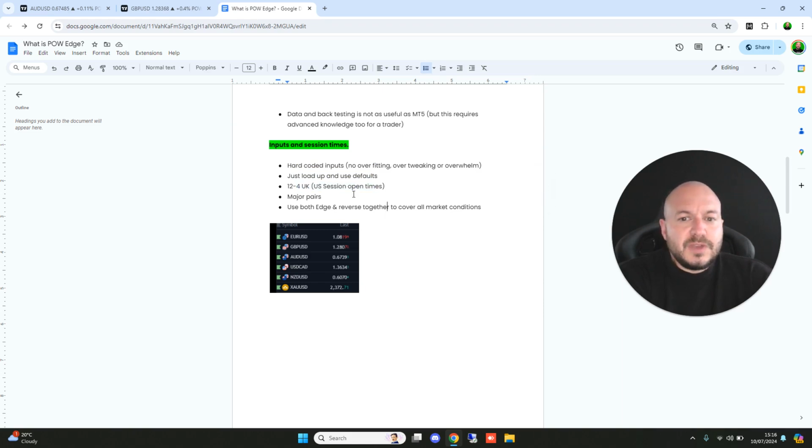It's 12 till 4 UK, so just before the US session in the first few hours. I suggest you explore these major pairs first. And it works on other pairs and stuff, but again, you're coming back to spread, mid-price, all of that stuff.